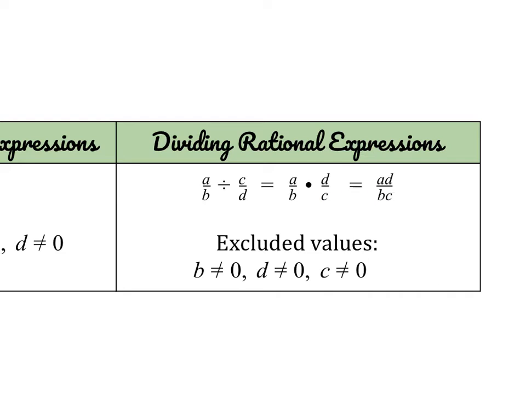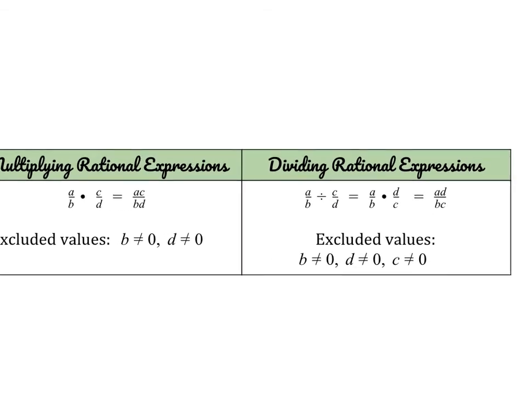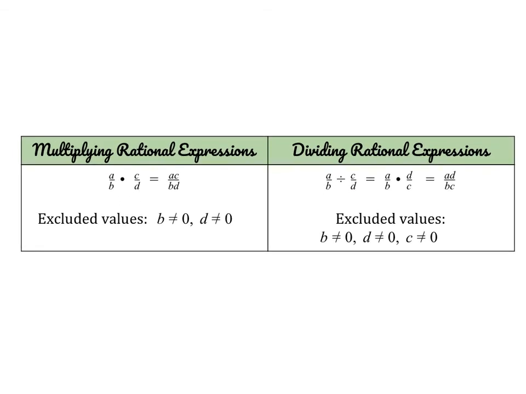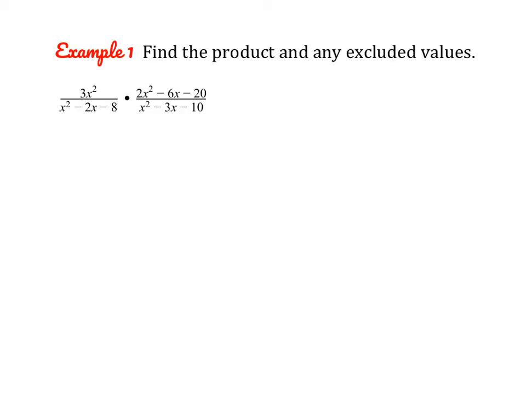Now here with the excluded values, we need to be careful because you need to look at the excluded values from your original problem. So b cannot equal 0 and d cannot equal 0. But then also from the reciprocal, as soon as you flip this fraction, there's an extra excluded value. So c also cannot equal 0. So we're going to be applying these same basic rules of fractions to our rational expressions. All right, so let's get started.